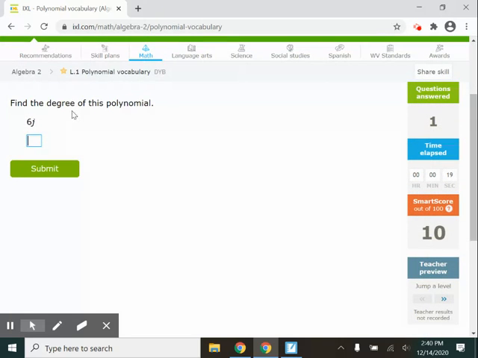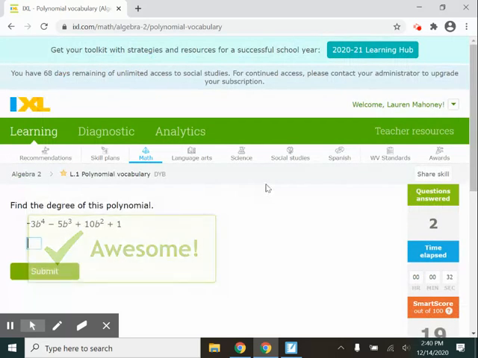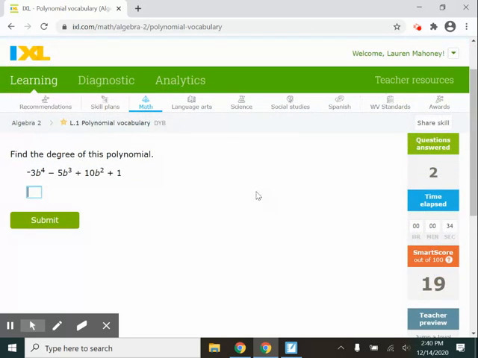The degree, as you recall, hopefully from lesson 3-1, the degree is going to be the highest exponent. So j is your only variable. Its exponent is 1, so this is a first degree polynomial. This polynomial has multiple degrees, the highest of which is going to be 4.